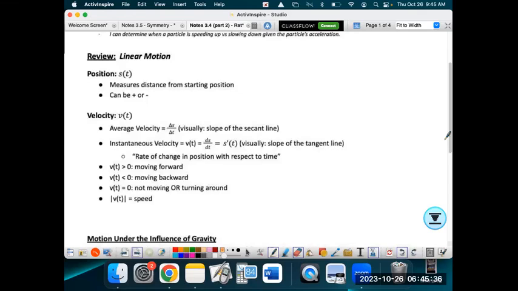Then we have velocity. There's two different types of velocities that we're going to be looking at here. There's average velocity, which is the change in position over the change in time. So we're looking at time intervals. And visually, that would be the slope of the secant line from your position function.